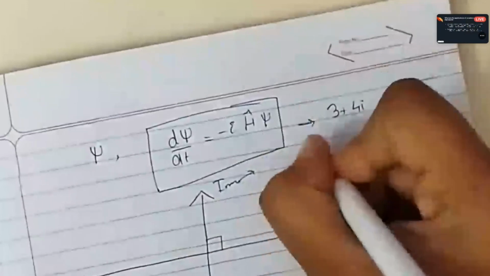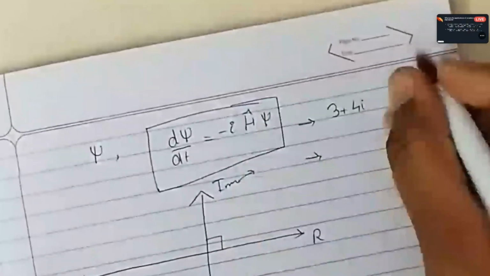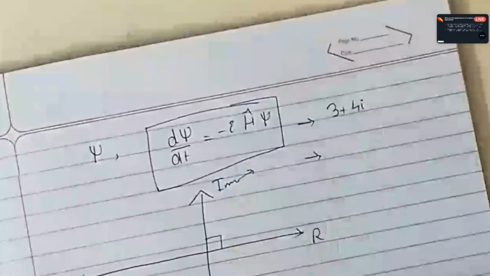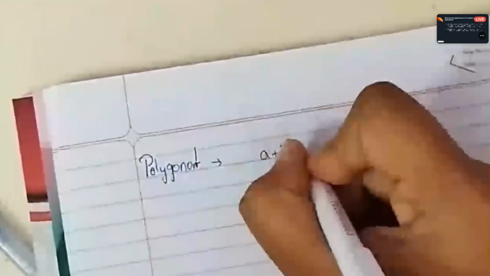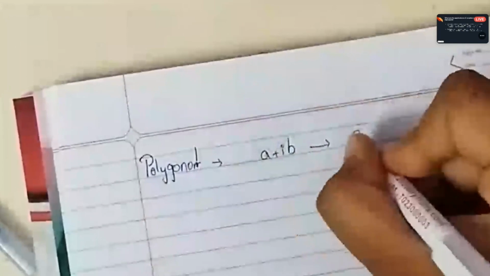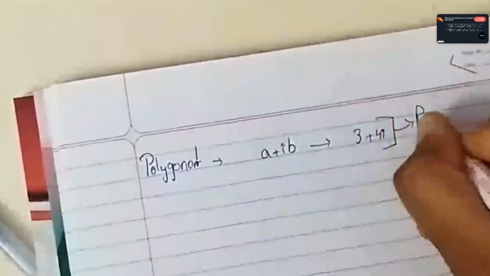So that number can be represented in many ways as well. There are four basic representations that we use for complex numbers. First is the polynomial form. That is basically a plus b iota. So it is 3 plus 4 iota. This is the polynomial form of the complex number.